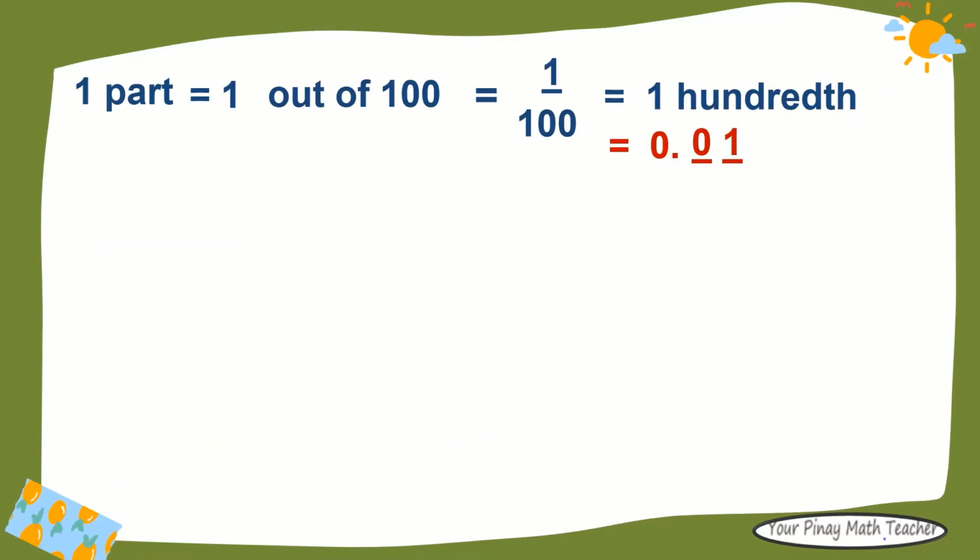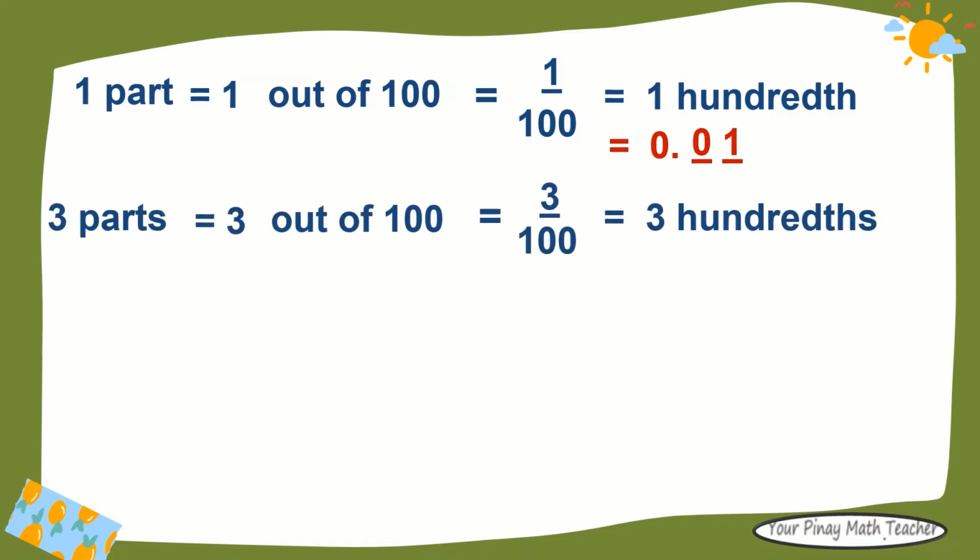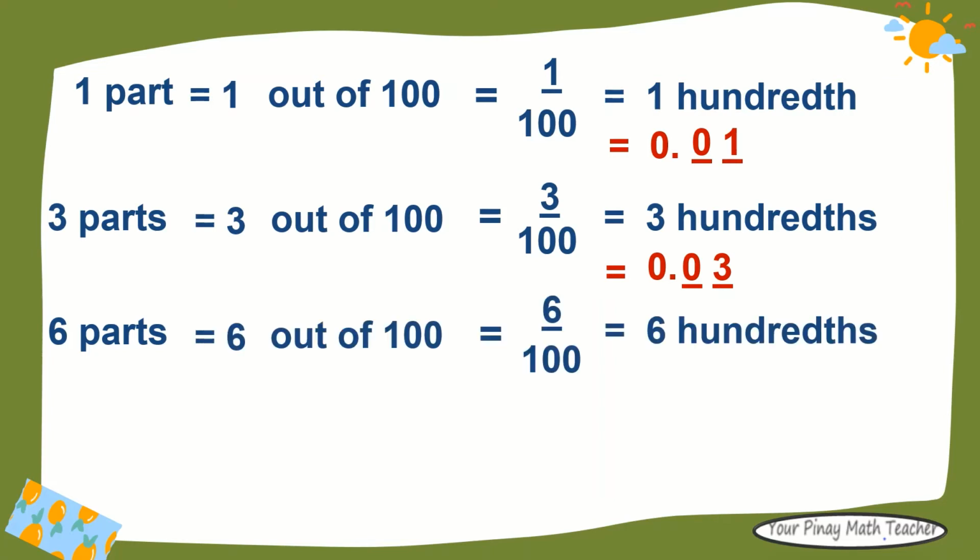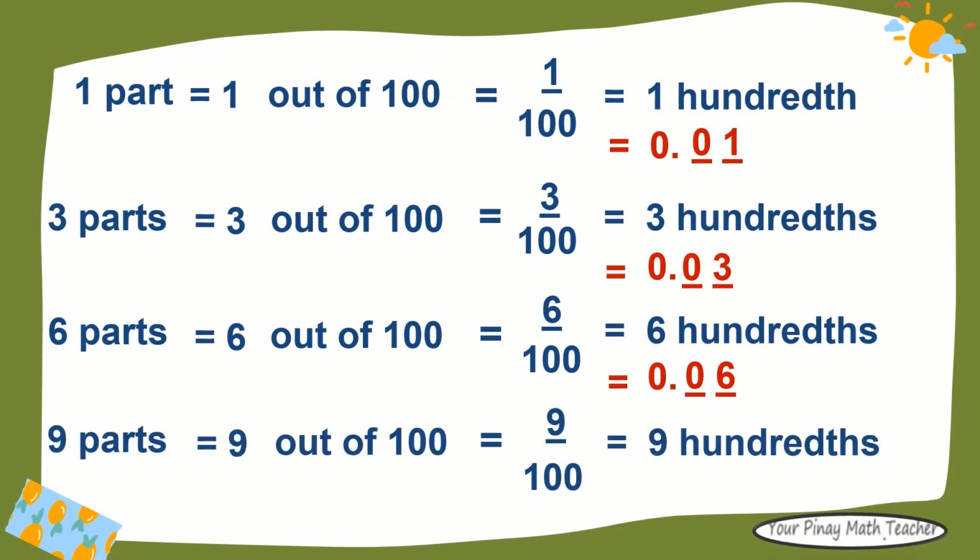If one part or 1 out of 100 is 0.01, then 3 parts or 3 hundredths is equivalent to 0.03. 6 parts is equal to 6 hundredths or 0.06. 9 equal parts or 9 hundredths is equal to 0.09.